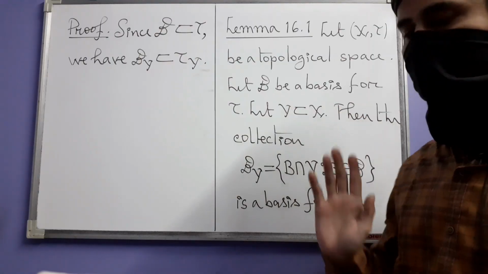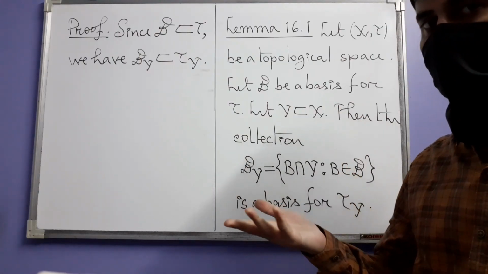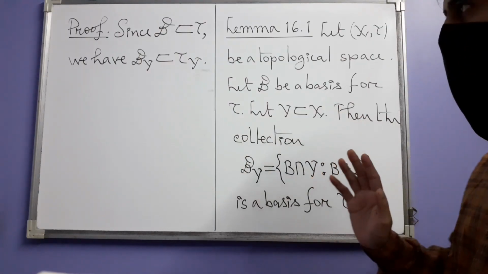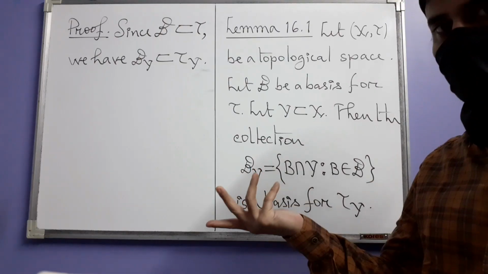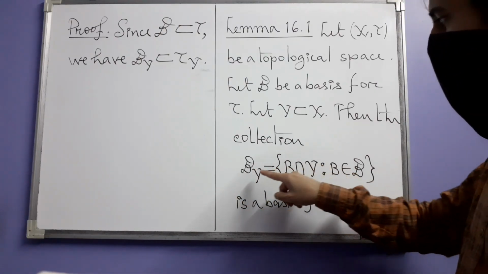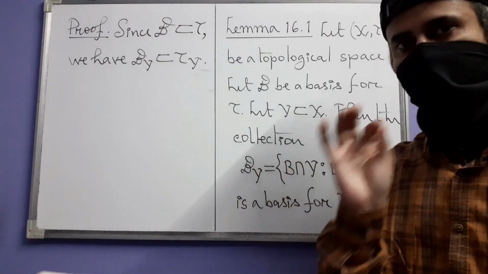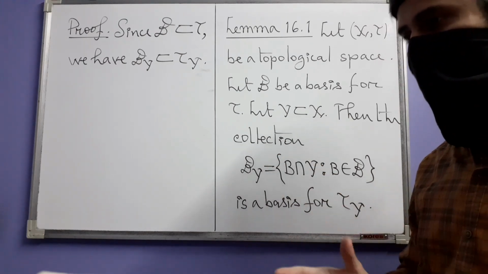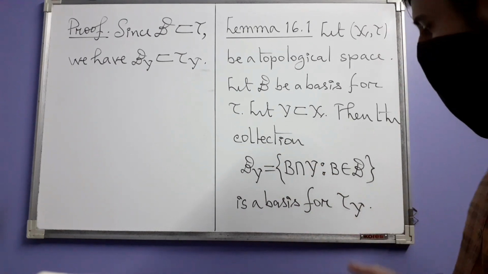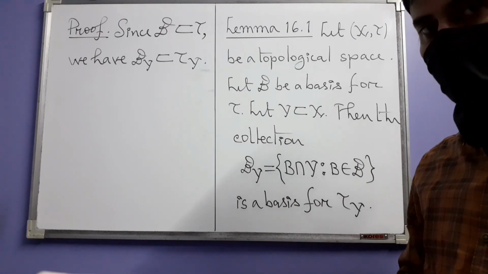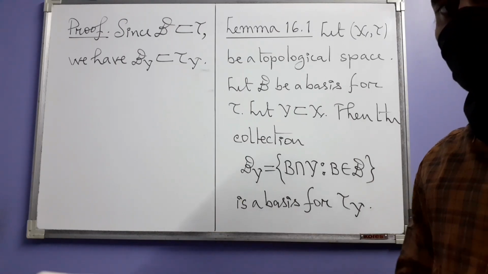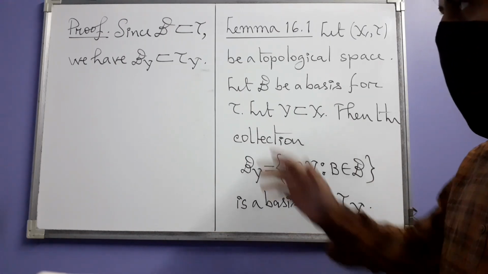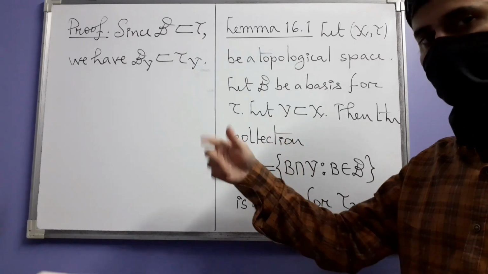Actually we need this before we can go for verifying the other conditions. Other conditions means there is only one more condition. For By to be a basis, you need to make sure that the elements in By are at least open in tau y, or in other words open in the space y. So we have verified that, and now we go for the main part.